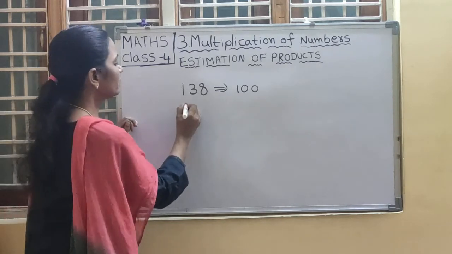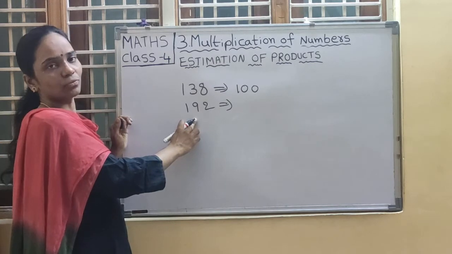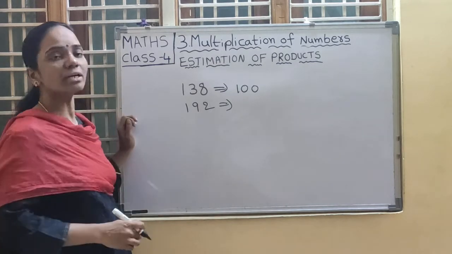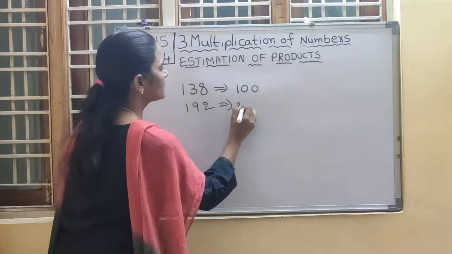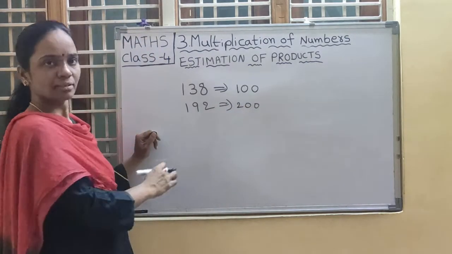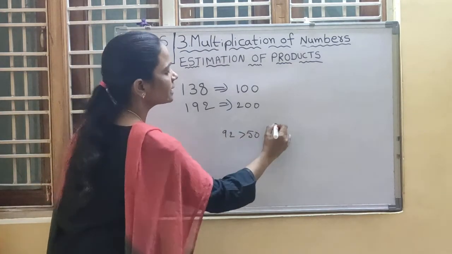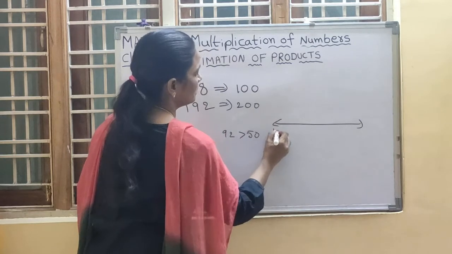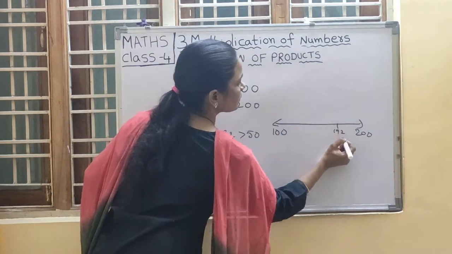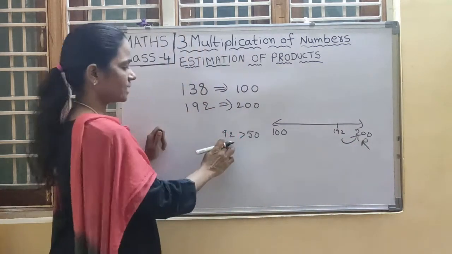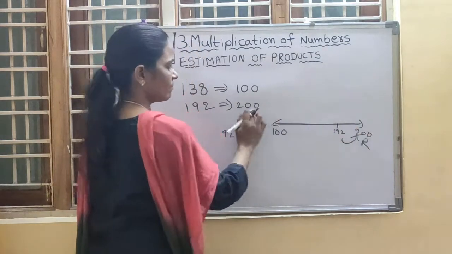Now children, tell me 192. What is its estimated value? 192 is rounded off to which 100? Nearest 100? 200, because 92 is greater than 50. We have to take the right side number. Between 100 and 200, 192 is here. If 92 is greater than 50, then we have to take the right side number.